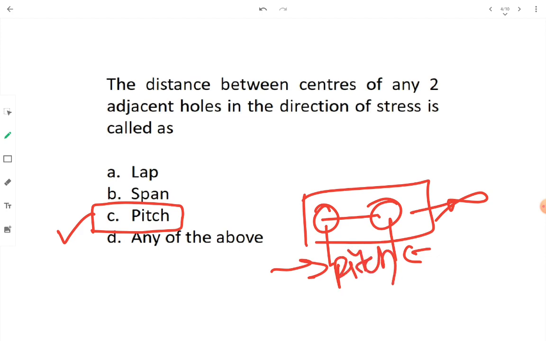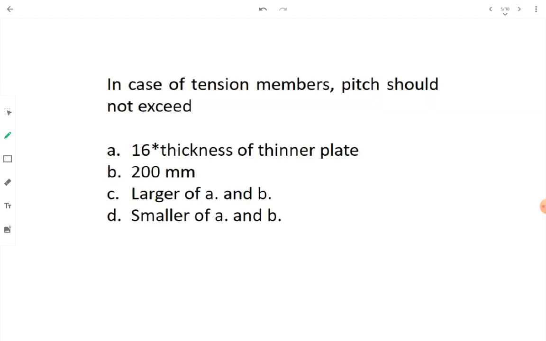Then, in case of tension member, pitch should not exceed 16 times thickness of thinner plate. It should not exceed 200 mm either. Then we have to take the smaller of A and B. Whichever is smaller, 16 into T or 200 mm, we are going to adopt in case of pitch of tension member. Therefore we should tick option D, smaller of A and B.